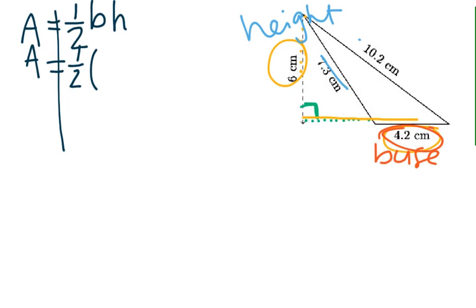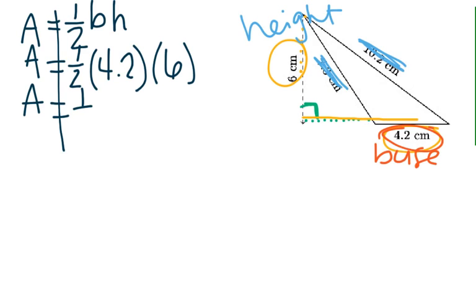Again, 7.3 and 10.2, those are just extra pieces of information that we don't need. That's why this one's a little bit different. We have to know that the base and the height meet at a right angle. So we're going to plug in for our base 4.2, and then our height is 6 centimeters. Same thing as last time. We're going to go ahead and do 4.2 times 6, and that's 25.2.